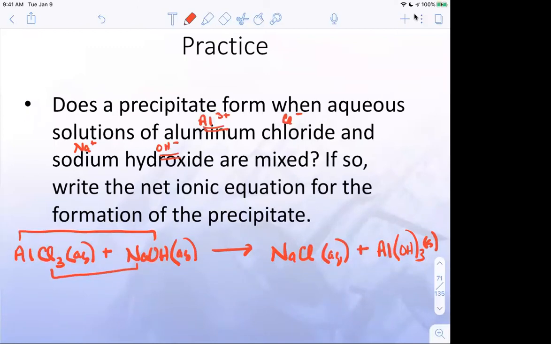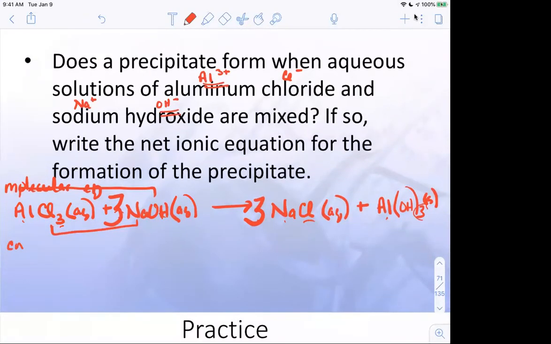Is this balanced? No. So how am I going to balance it? I'm going to look at what is a quick fix. I have 3 chlorines here and only 1 here, so I'm going to put 3 there. That gives me 3 sodiums, so I need a 3 here. And then, am I balanced? Yeah, so I have 1 aluminum, 1 aluminum, 3 chlorines, 3 chlorines, 3 sodiums, 3 sodiums, 3 hydroxides, 3 hydroxide. So this is my molecular equation. What about complete ionic?